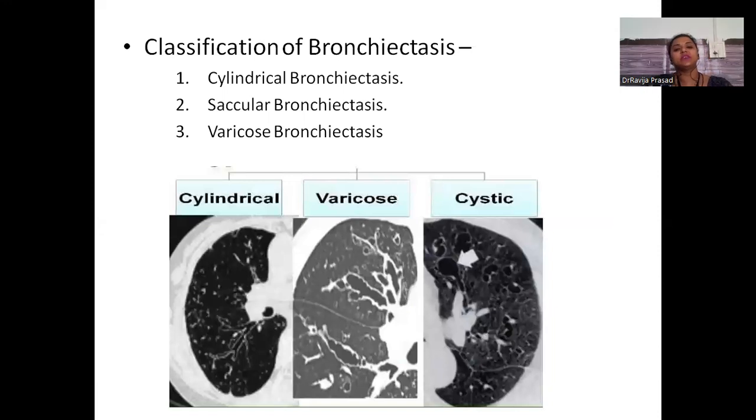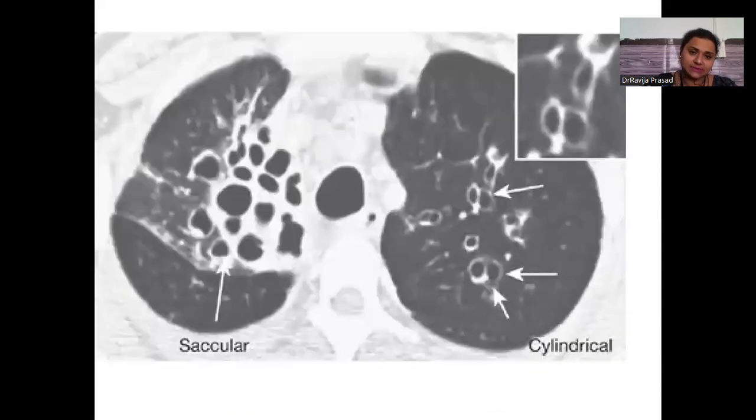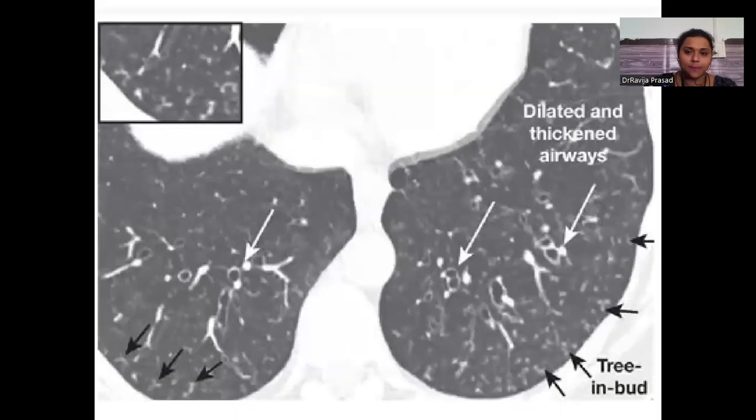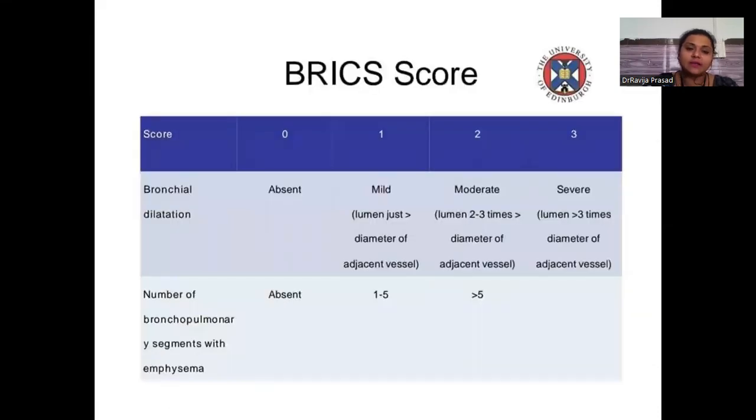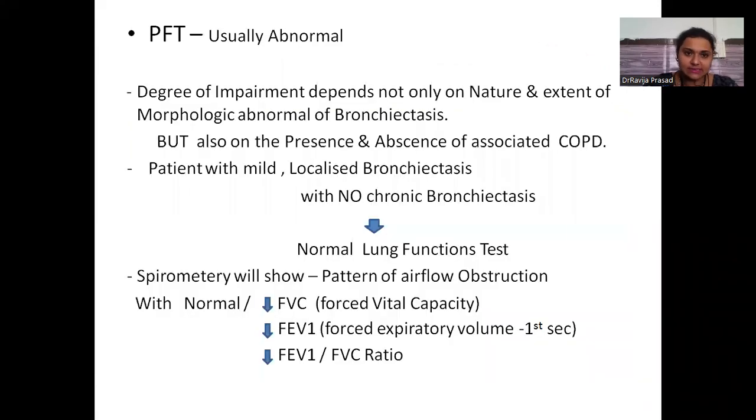Now, what is the classification of bronchiectasis? It is basically divided into three kinds: cylindrical bronchiectasis, saccular bronchiectasis, and varicose bronchiectasis. This is the saccular one, this is the cylindrical one. Dilated and thickened airways and tree-in-bud. This is the varicose one. The Bhalla score is a kind of scoring which is basically used in bronchiectasis.